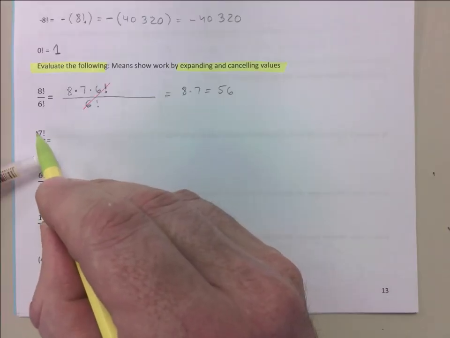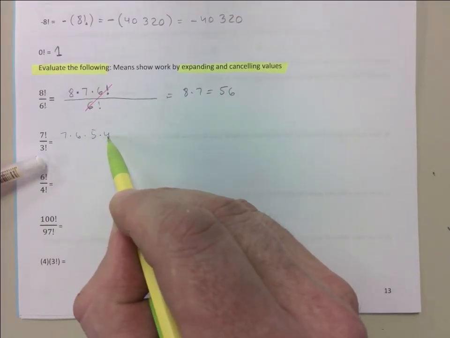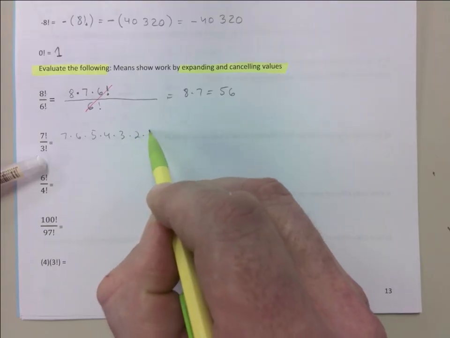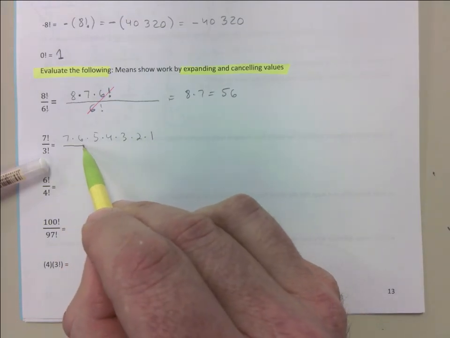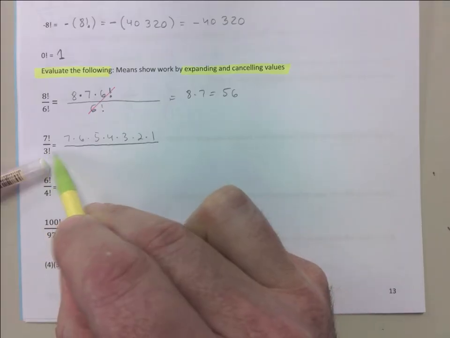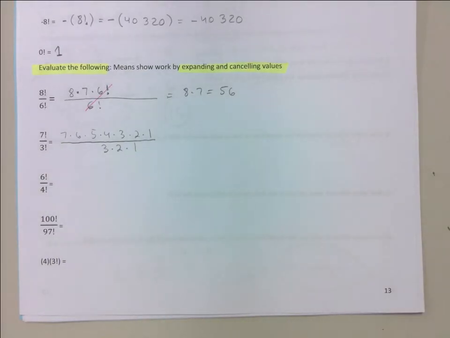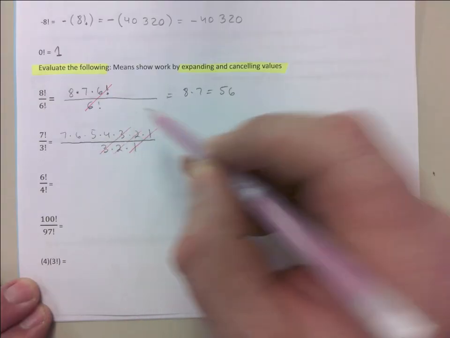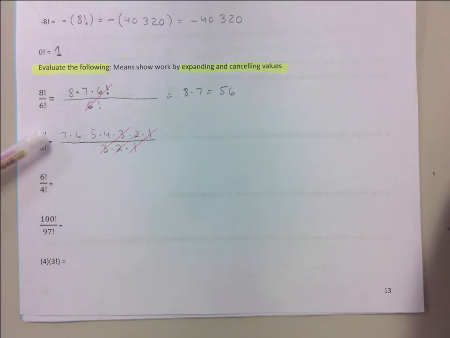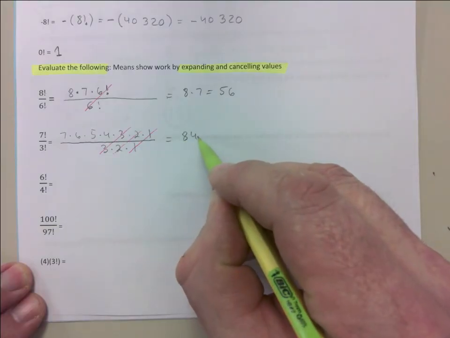Which one is greater? 7 factorial? 7, 6, 5, 4, 3. I'm going to keep going till I'm done. 7, 6, 5, 4, 3, 2, 1. What about the bottom? 3 factorial is what? 3, 2, 1, correct? Is this okay, Mr. Dirksen? Because I got rid of the factorials. This is also okay. Cancel the 1s, cancel the 2s, cancel the 3s, and now you're left with that. That gives you 840.